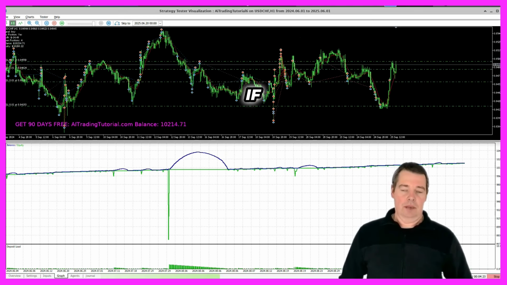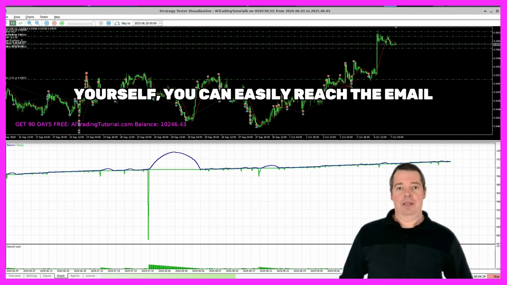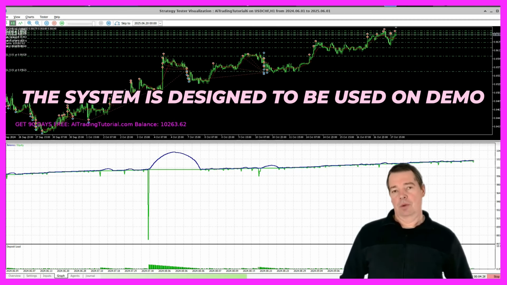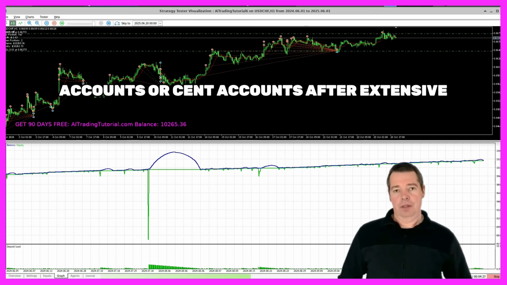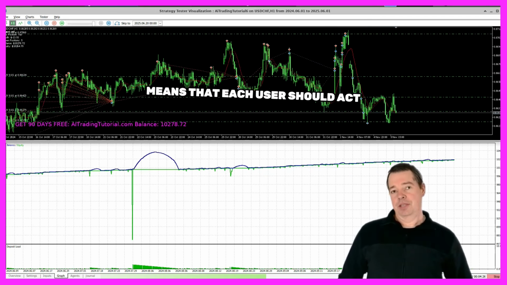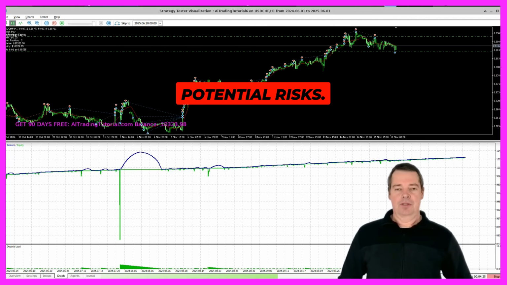If you would like to test this expert advisor yourself, you can easily reach the email address on the website. The system is designed to be used on demo accounts or cent accounts after extensive testing. There are no functional restrictions, which means that each user should act responsibly and carefully to minimize potential risks.